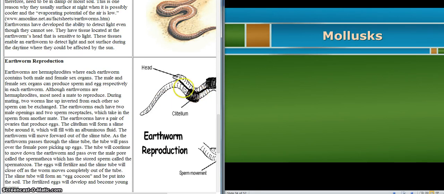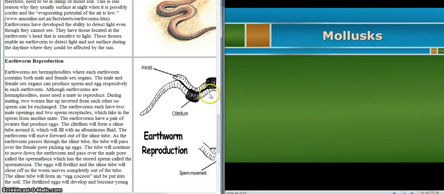The slime coat then passes along the earthworm's body where it collects the eggs. So the sperm and the eggs then are mixed within the slime coat of the earthworm. And then as that earthworm keeps moving along, the slime coat is going to just keep going along, and we're going to have a little egg cocoon where that fertilized egg develops and becomes a young worm.